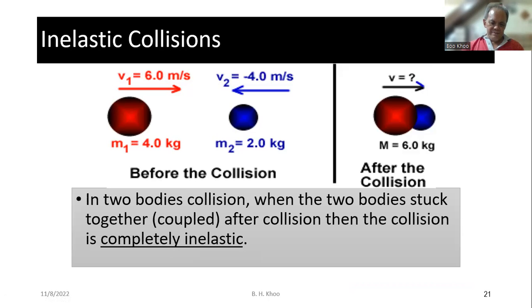In inelastic collision, how do we recognize it straight away? Two bodies collide, and the two bodies stick together. Example, in this case, after collision, they move off together. Or sometimes we use the term coupled. After collision, then the collision is completely inelastic. Right? You can straight away say that it's inelastic. But usually examiners will prefer you to find the kinetic energy before and show the kinetic energy after. It's different.